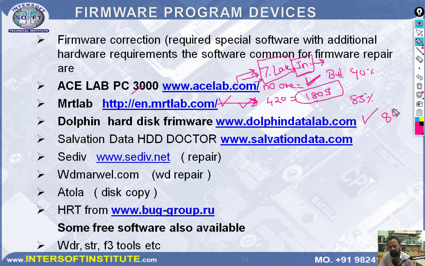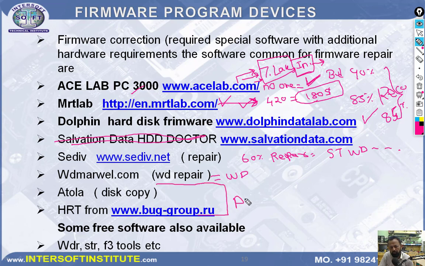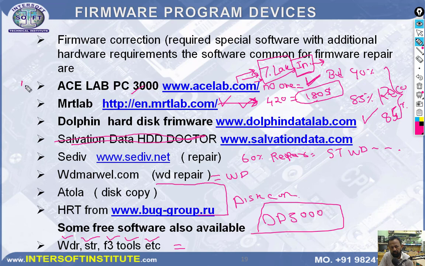DFL also works like this, 85-84% like that. Another is Salvation, which is very old and now it does not come. SEDIV is for lower budget; it may work up to 60% as a repair version, it is not recovery. These tools are only for repair, they cannot recover. You can recover with other tools, no problem. Then WD Marvel works only on WD, while the others work on Seagate, WD, Hitachi and all those. Atola, Deep Spar and so on are disk copiers, they copy disk to disk. Some other small free tools are coming, STR, F3 tool and so on. DD 3000 is also there, too many tools are being sold like that. But the number one is PC 3000, then MRT, then Dolphin. If low budget, you can go with SEDIV, only for Seagate, or WD Marvel, like that.